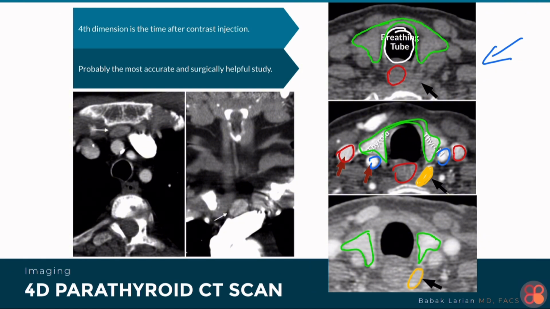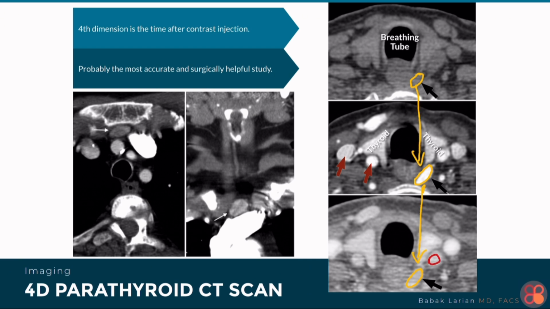So the fourth dimension or the 4D is time. With time, the parathyroid that had no activity without contrast and massive activity at the initial stage of contrast loses the contrast. You can clearly see where the parathyroid is, what the relationship to blood vessels, esophagus, breathing tube, thyroid, everything else is. It is a very exact GPS as to where you're going and where you need to be.